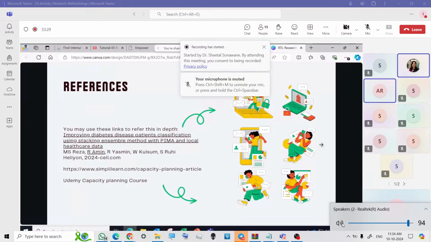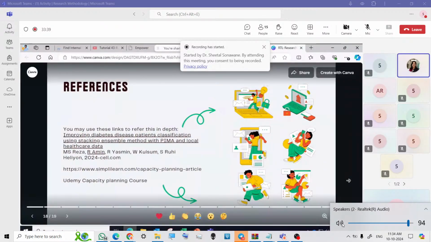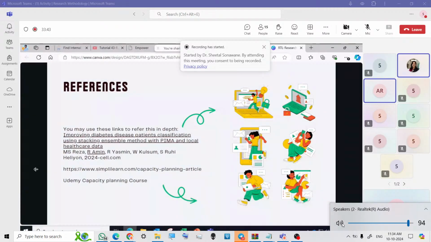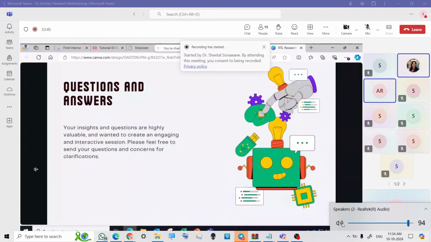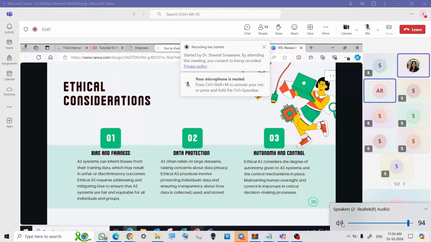I'm having those things handy with me. Yeah, if you want, we can have those things as well. This is fine. Okay. Yes. You can unshare your screen. Sure. Thank you.